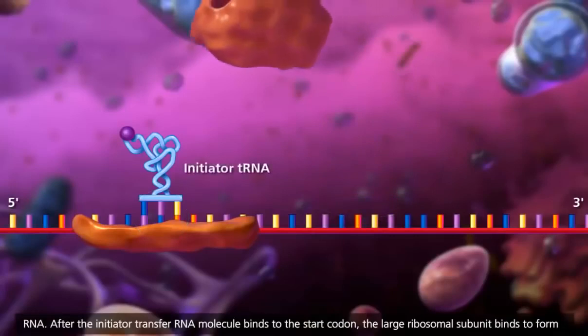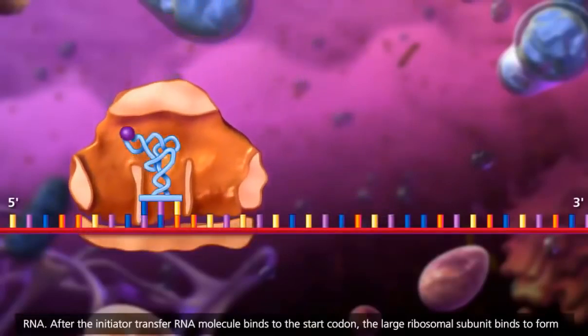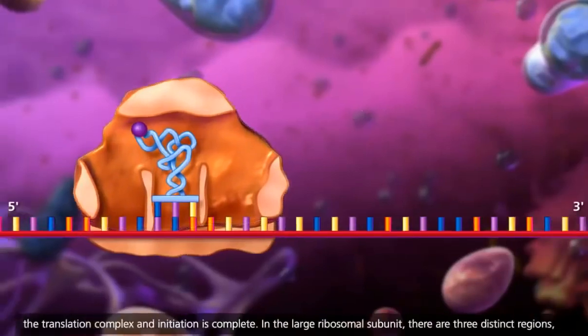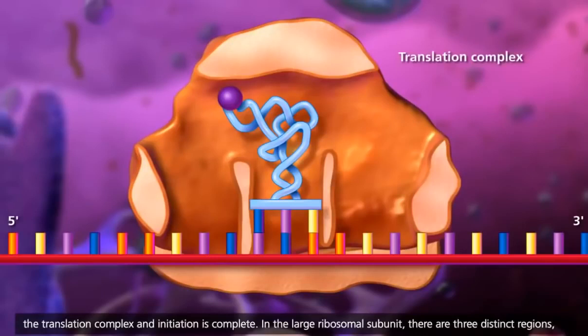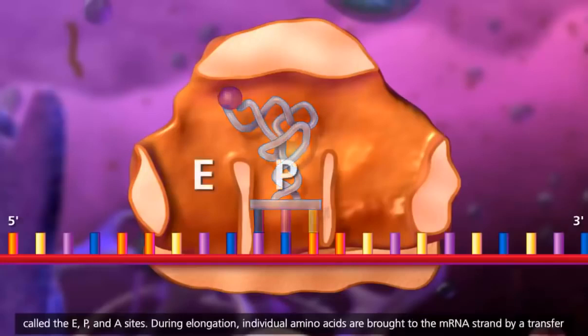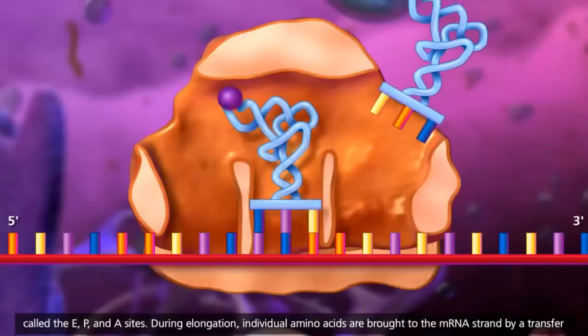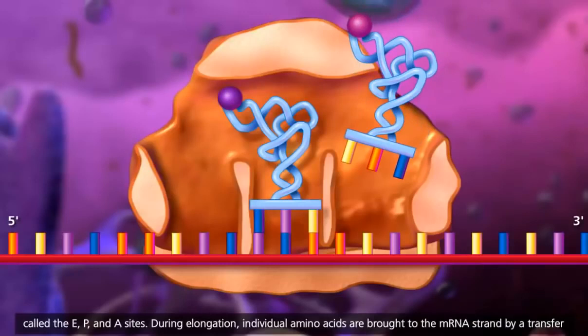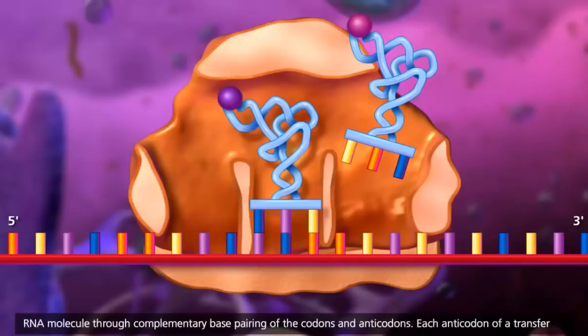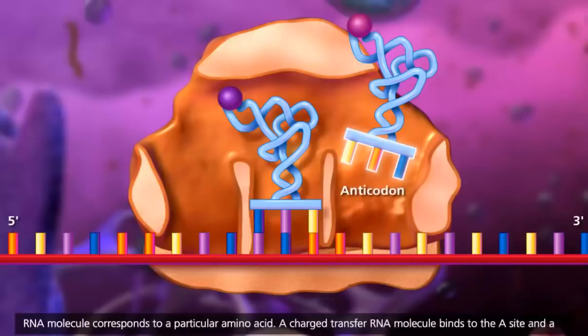After the initiator transfer RNA molecule binds to the start codon, the large ribosomal subunit binds to form the translation complex, and initiation is complete. In the large ribosomal subunit, there are three distinct regions called the E, P, and A sites. During elongation, individual amino acids are brought to the messenger RNA strand by a transfer RNA molecule through complementary base pairing of the codons and anticodons. Each anticodon of a transfer RNA molecule corresponds to a particular amino acid.